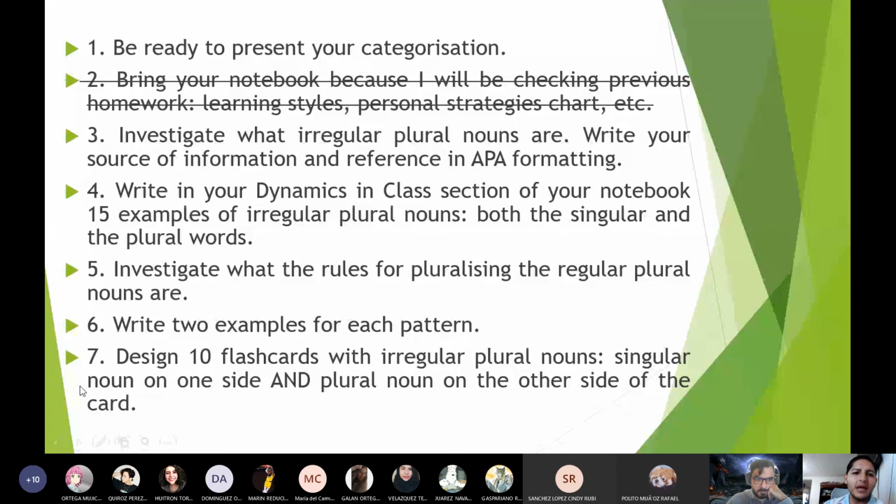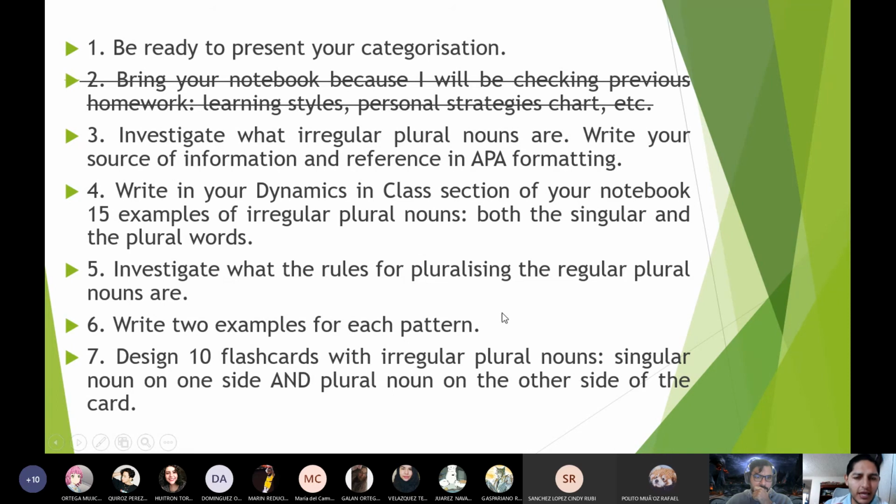Then you will have time to design 10 flashcards with irregular plural nouns. Try to include singular and plural in a single flashcard. But if it's not possible, just include the singular form or the plural form. It depends on the format you are following.